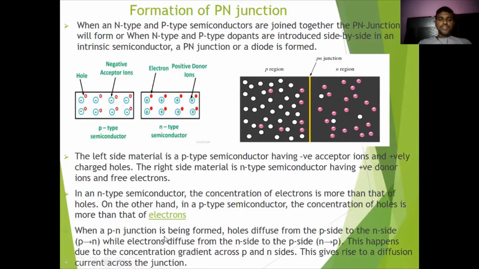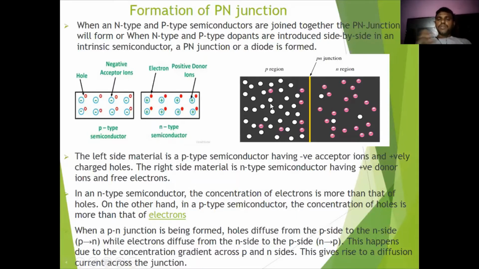When a PN junction is formed, you can observe clearly the P region and the N region, with the junction formed between them. When a PN junction is being formed, holes diffuse from the P side to the N side. Holes, the majority carriers, move from the P region to the N region. Why are we using the term diffusion? Because diffusion is due to a concentration gradient.